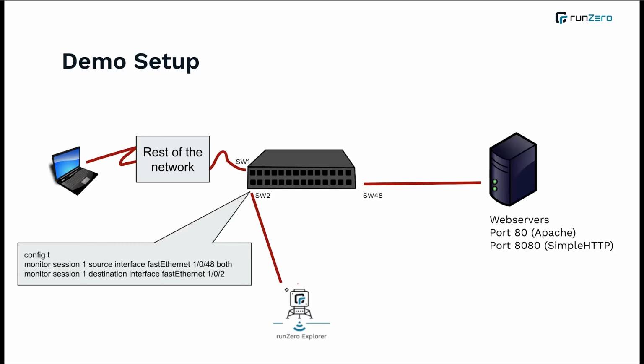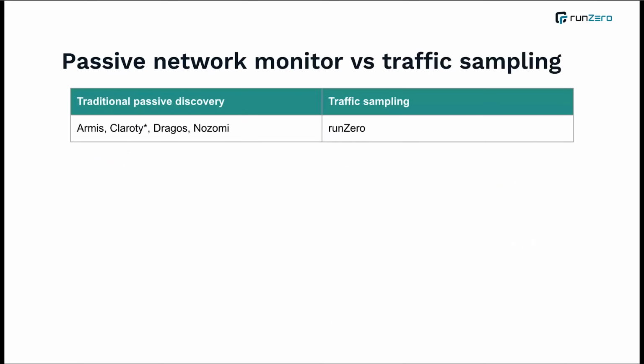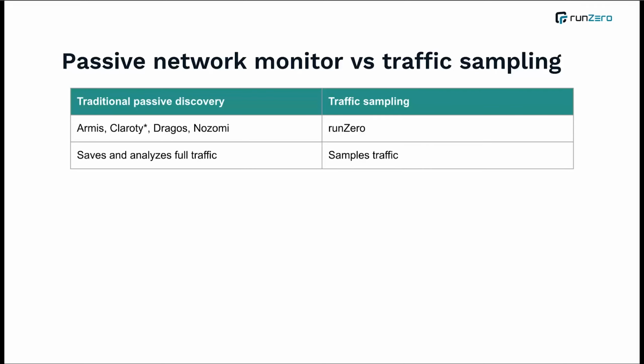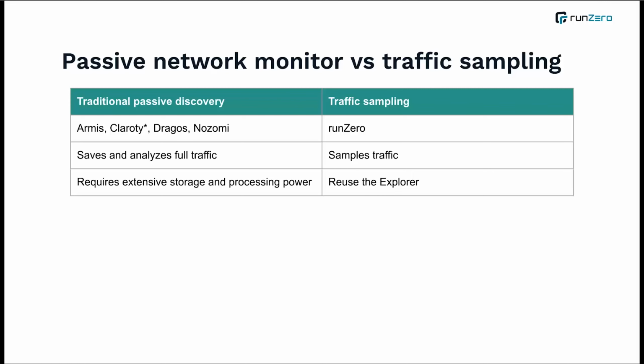Now let's go back to the slides so that the Explorer can process that traffic. So there are 2 different types of passive discovery that we want to consider today. All the major players in the OT space use the traditional methodology where they collect all the traffic, right? All of it. runZero has a unique solution, which we call traffic sampling. The traditional solutions save and analyze everything, whereas we don't. We are different. We sample the traffic instead.